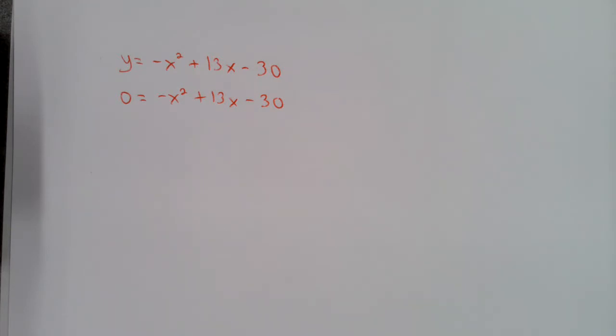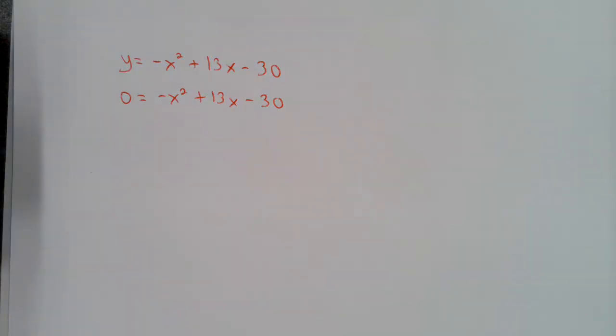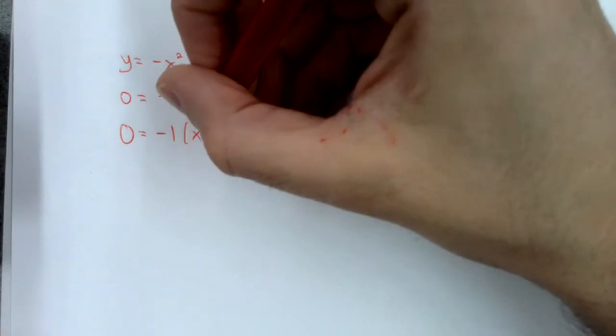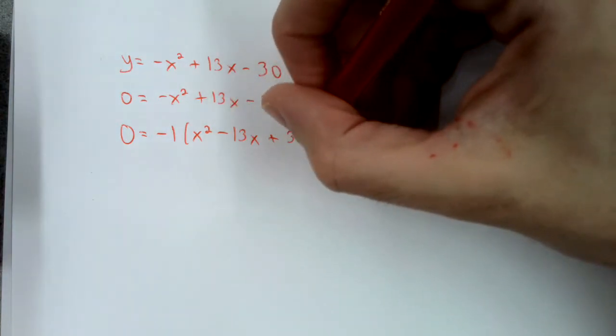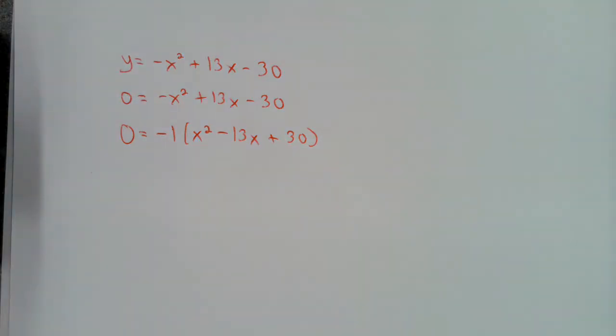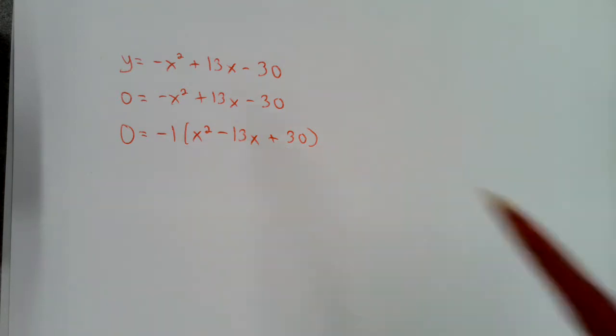Okay. Now I'm going to factor, okay? When you factor and it's 1x squared, it is easy to factor. So what I'm going to do is I'm going to factor out a negative 1. And when I do that, it leaves me with this. X squared minus 13x plus 30.